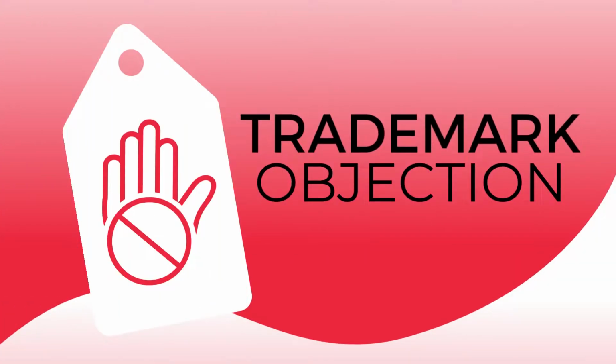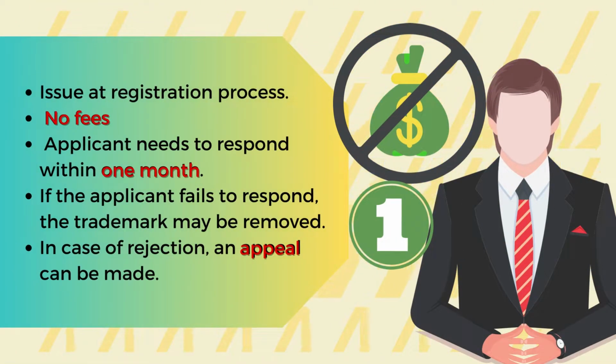First, let us discuss trademark objection. A trademark examiner will issue a trademark objection during the registration process. No fees are required to be paid for this, and the applicant needs to respond within 1 month. If the applicant fails to respond, the trademark may be removed. In case of rejection, an appeal can be made.